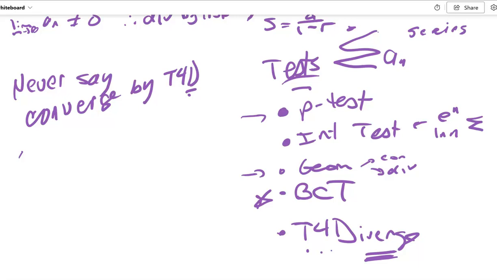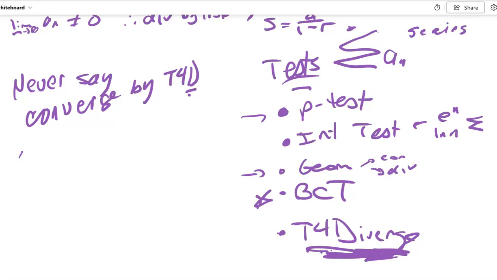So I give the analogy, you go to the doctor, you take a strep throat test. The test comes back, you have strep throat, or you don't have strep throat, but it doesn't tell you that you've got pneumonia. So this is a test to see if you've got strep throat. If it diverges, you get it diverges, or you don't know. You could have pneumonia, you could have something else.